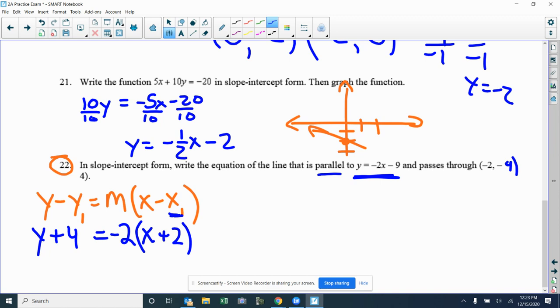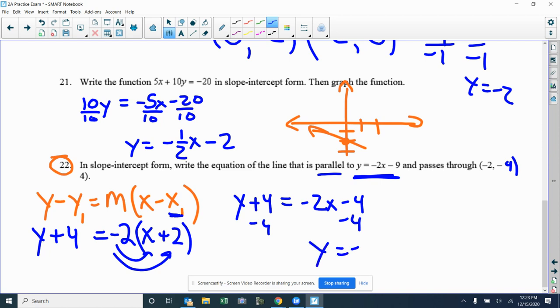Distribute now. y plus 4 equals negative 2 times x minus 4. So I distributed that negative 2. And now I'm going to subtract 4 and end up with y equals negative 2x minus 8, which is slope intercept form.